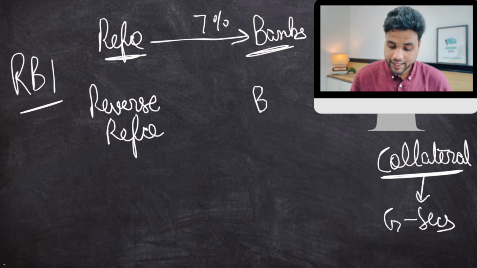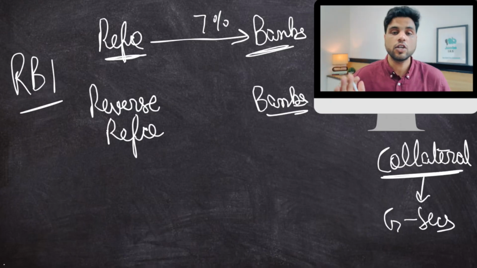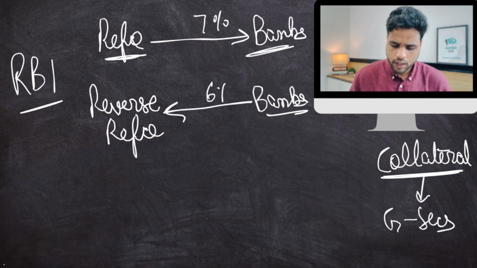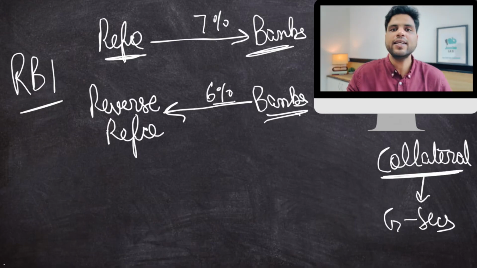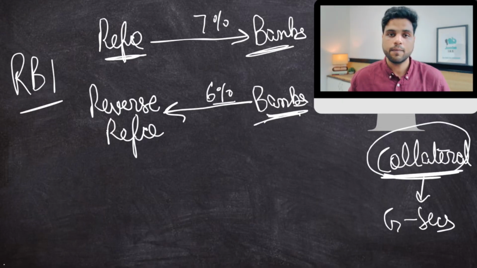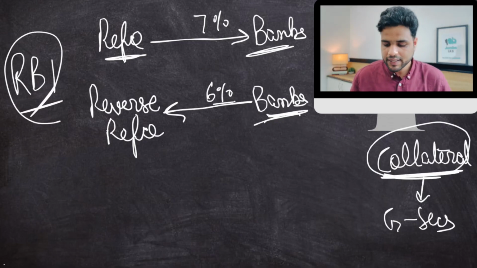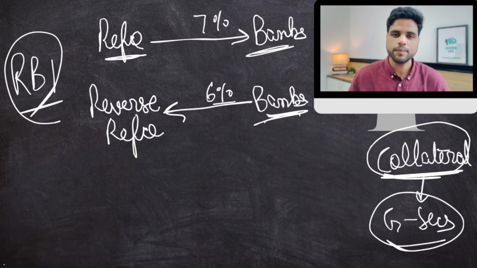Now, sometimes banks have surplus money and they don't know where to lend it. They have too much money and they can't find borrowers. So RBI says, give this money to me at some interest rate. So banks lend this money to RBI at 6%. So RBI is paying 6% to banks. This is reverse repo. But in this case also there is collateral. Because this time around RBI is borrowing that money, RBI is keeping government securities as collateral.